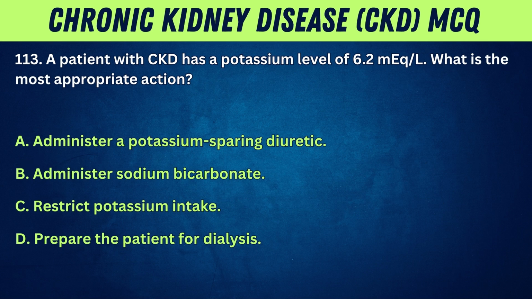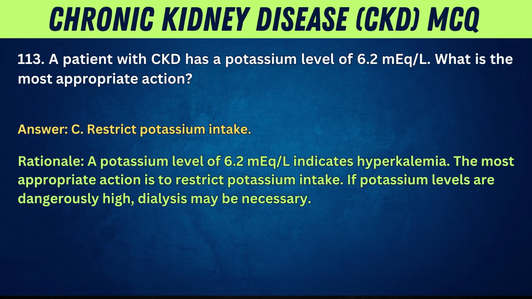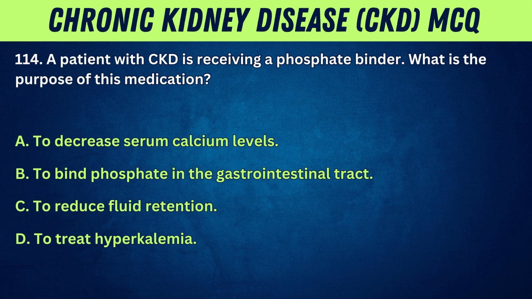113. A patient with CKD has a potassium level of 6.2 milliequivalent/L. What is the most appropriate action? A. Administer a potassium-sparing diuretic. B. Administer sodium bicarbonate. C. Restrict potassium intake. D. Prepare the patient for dialysis. Answer: C. Restrict potassium intake. Rationale: a potassium level of 6.2 milliequivalent/L indicates hyperkalemia. The most appropriate action is to restrict potassium intake. If potassium levels are dangerously high, dialysis may be necessary.